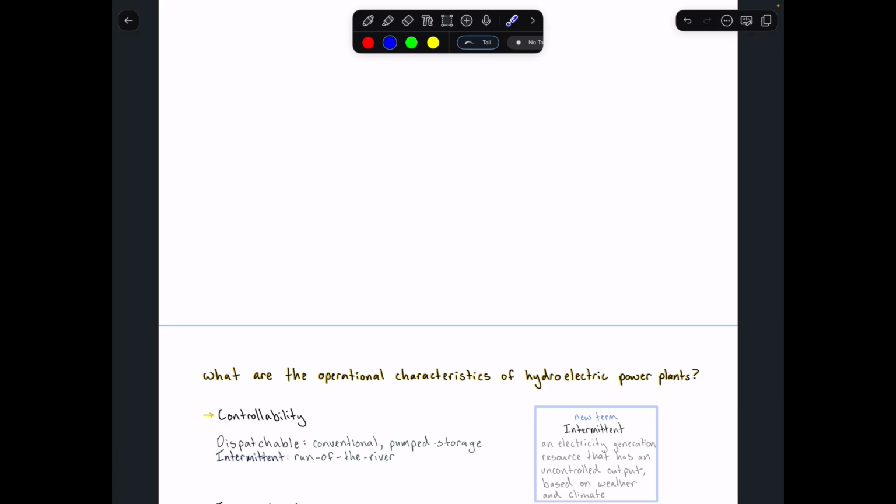But in contrast, run-of-the-river power plants are intermittent because their electricity generation depends entirely on the natural flow of the river rather than on water that's being stored behind a reservoir or behind a dam. So there's this new term here. We've discussed dispatchable. All the resources that we have discussed so far are dispatchable, but there's this new term here called intermittent. And an intermittent electricity resource is one that has an uncontrolled output. So it's typically based on weather and climate patterns.